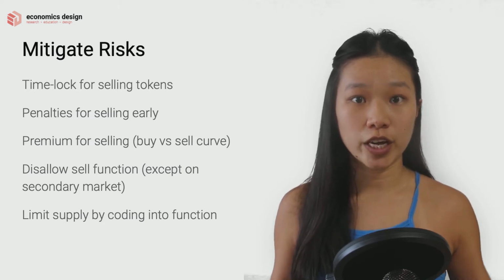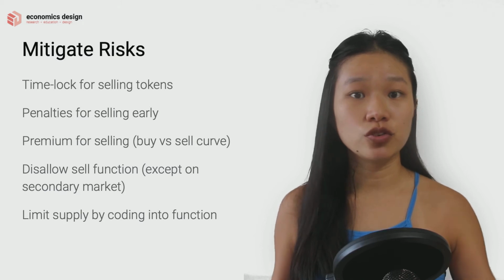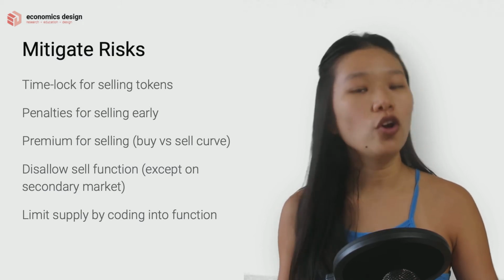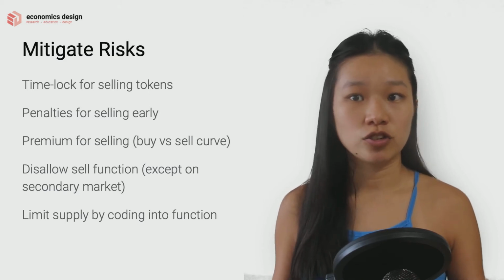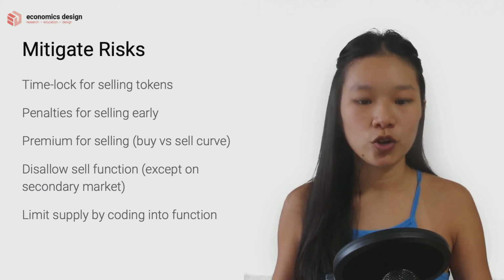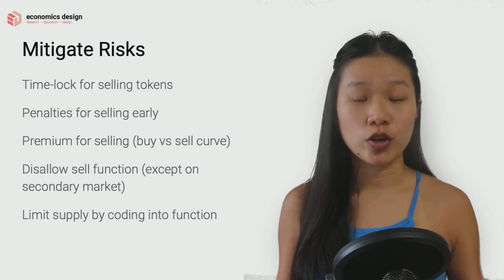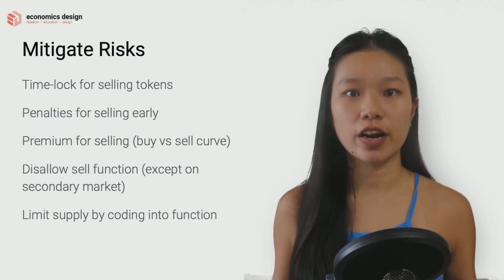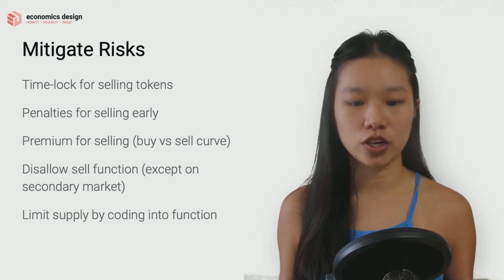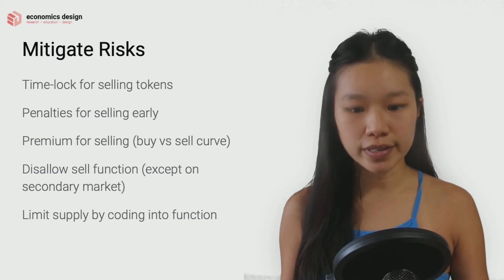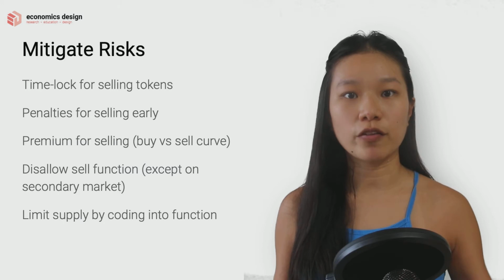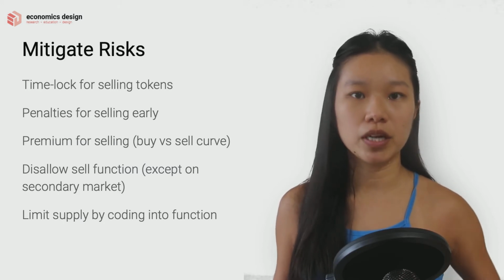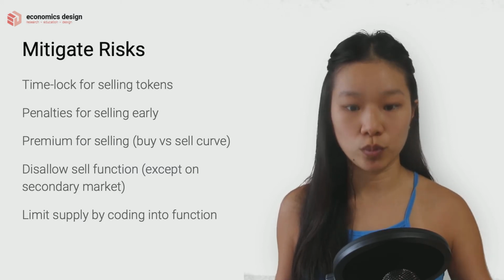For example, you can change the shape of your curve to reduce selling your tokens early, or you can have a time lock for the amount of tokens to stake, just like what a lot of tokens are doing. You can have penalties for selling early. You can have penalties either upfront, or you can have penalties in the curve functions that you're looking at. You can have a premium for selling, so you have the buy-sell curves. So if you sell, then you have to pay X amount of money, and the money will go back to the users and the community.